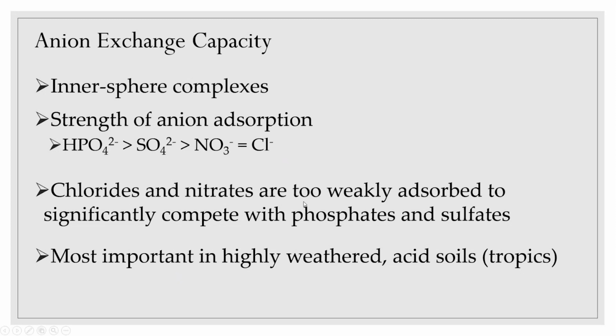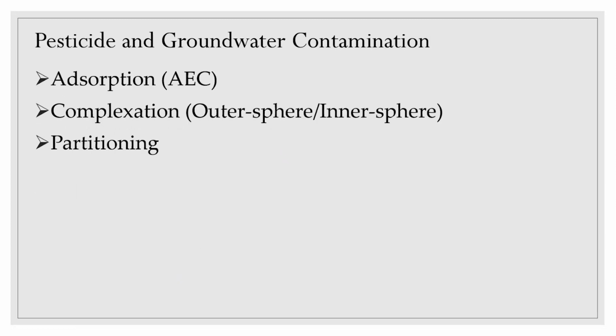And when I think about those, I'm thinking of maybe Georgia. Georgia has some highly weathered soils, that red clay. When I see that red clay, I'm seeing highly weathered soils that are likely to be acidic, that are going to have a high anion exchange capacity, because there's just nothing left to adsorb any of the other cations.